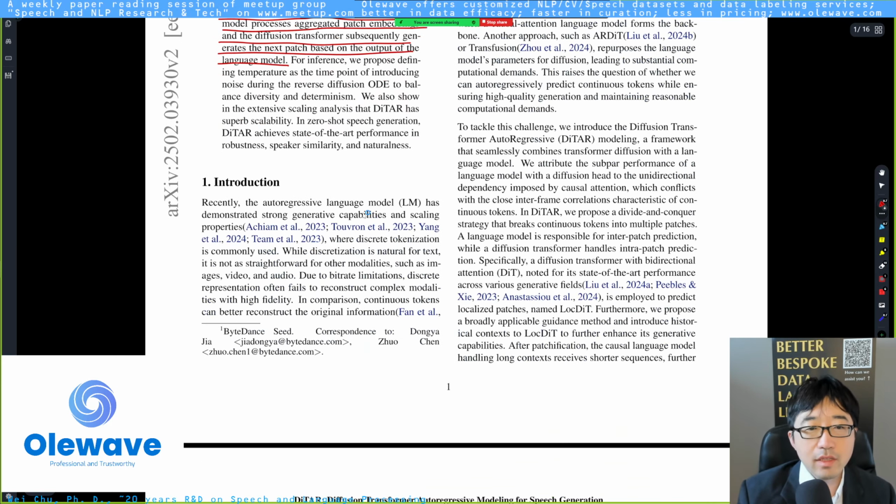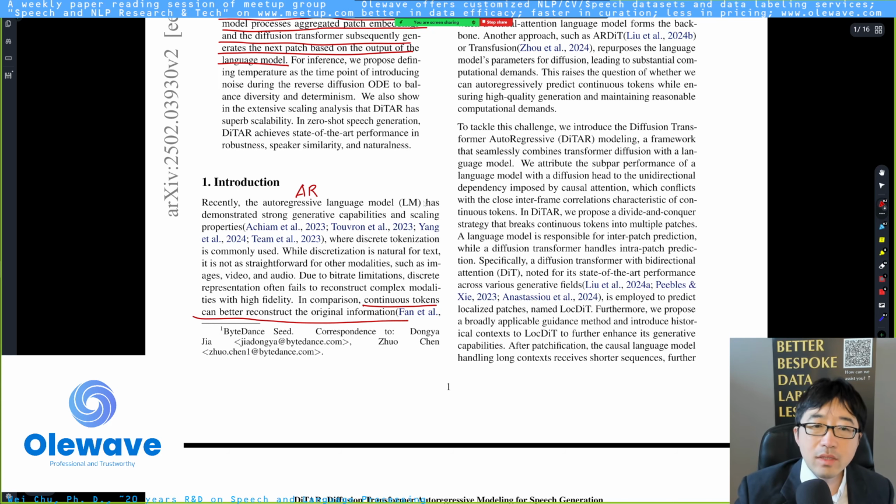First of all, they discuss the autoregressive language model. Everything they mention about AR means autoregressive. In comparison, language modeling, especially for text modeling, uses discrete tokens, right? But when people work with speech signals rather than text, it's different. Speech signal is more like a continuous signal. So according to the published results, continuous tokens can better reconstruct the original information.